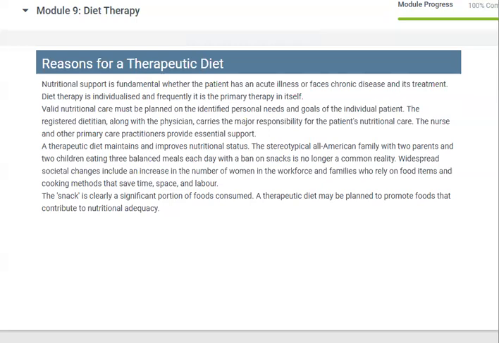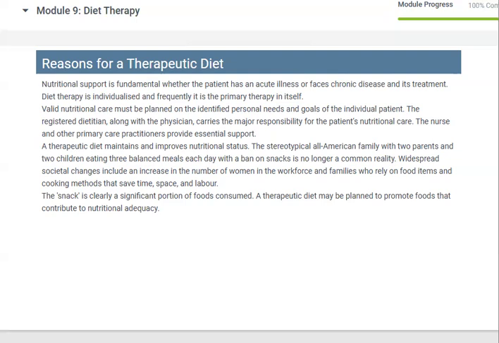The registered dietitian, along with the physician, carries the major responsibility for the patient's nutritional care. The nurse and other primary care practitioners provide essential support. A therapeutic diet maintains and improves nutritional status.